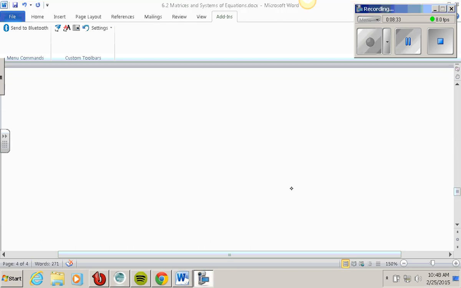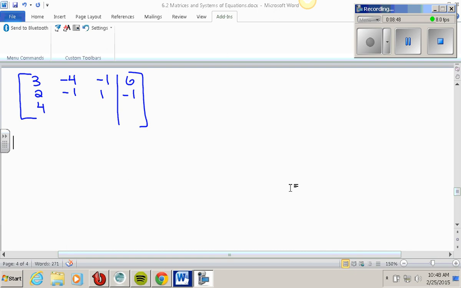Okay, so we're going to try another example here. I'll give you a new matrix. 3, negative 4, negative 1, 6, 2, negative 1, 1, negative 1, 4, negative 7, negative 3. And we need to go ahead and put this in the right form.